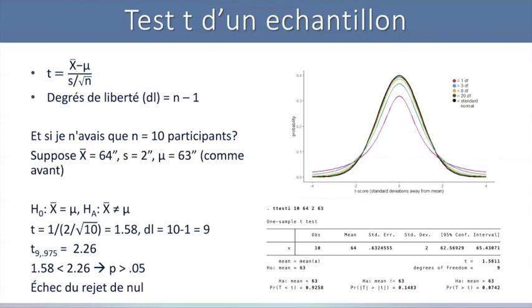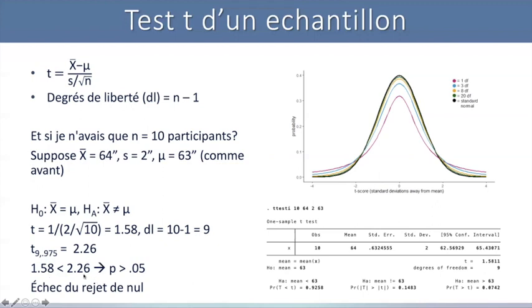Let's do the same test, but say I had only 10 participants. My test statistic is now 64 minus 63 over 2 over the square root of 10, or 1.58. My degrees of freedom are now 9. And so the critical value for a t-distribution of 9, still using a two-tailed test with alpha 0.05, so 0.975 here, is 2.26.